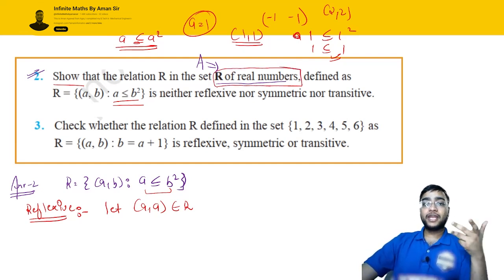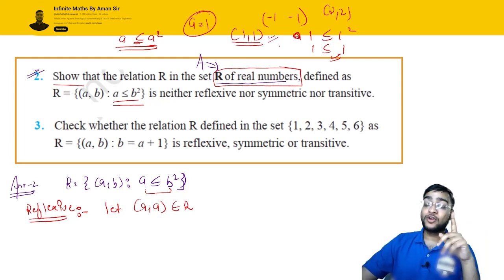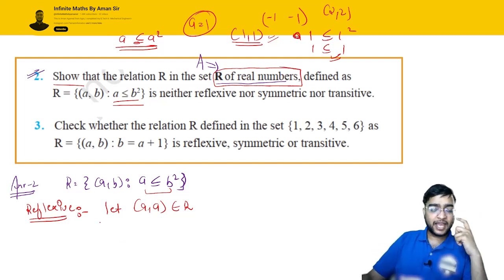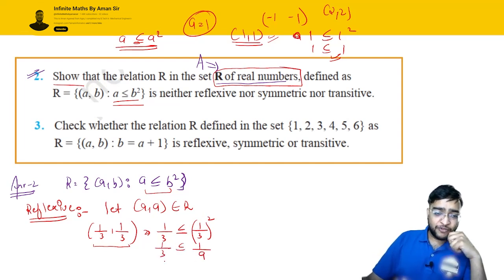So what can I do here? I'm just taking natural numbers here, but not the fractional part. Okay sir, one false condition is in my mind. Let's see, I take (1/3, 1/3). Let's try to find this condition. If I try 1/3, then I can say 1/3 is less than or equal to (1/3) square. Is this true or not? You can say 1/3 here, and you can say 1/9. Is 1/3 greater or 1/9 greater?